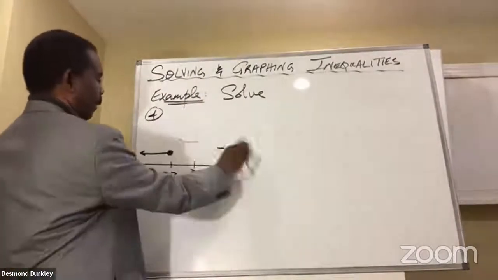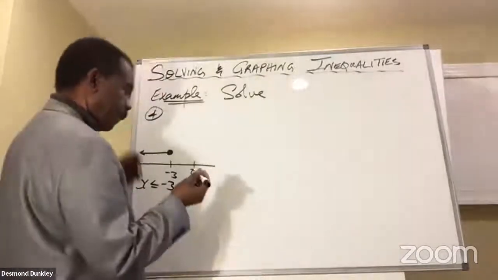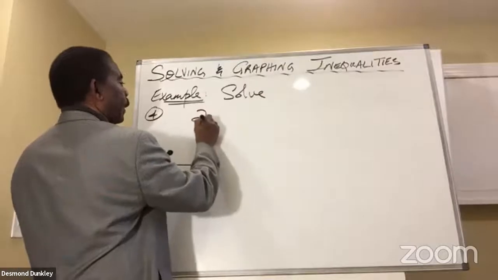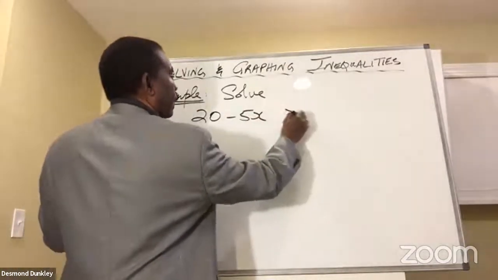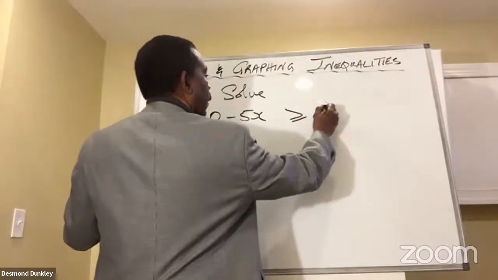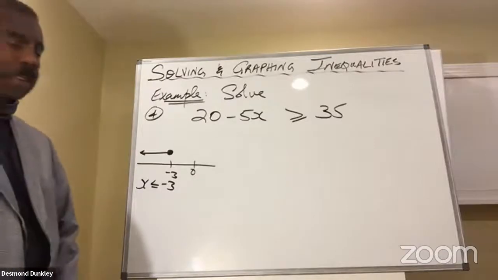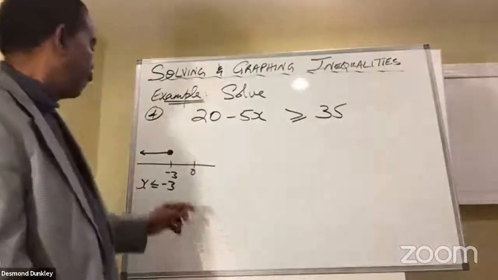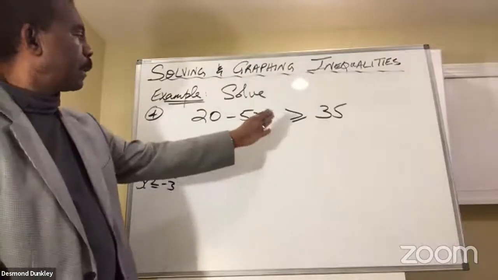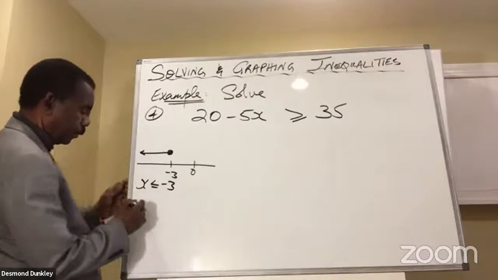Uh-oh, I just erased the inequality. What was it? 20 minus 5x is greater than or equal to 35. I think that's what it was. So minus 5x is greater than or equal to 15, and then x is less than or equal to negative 3. Yes.